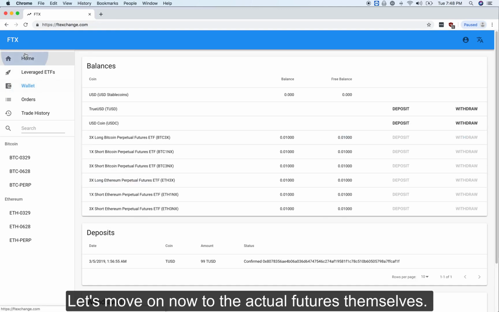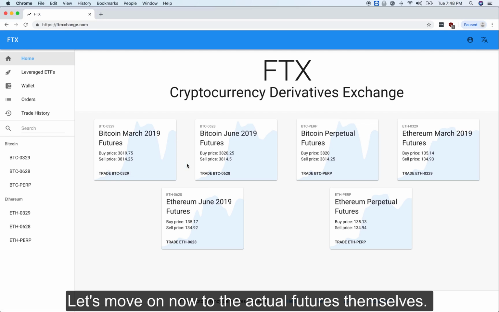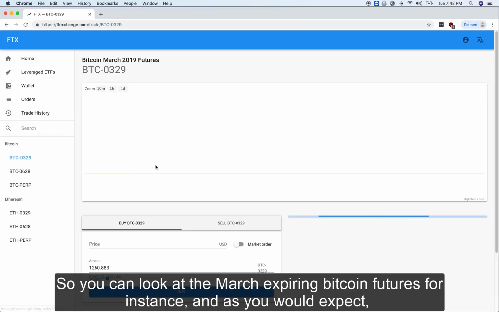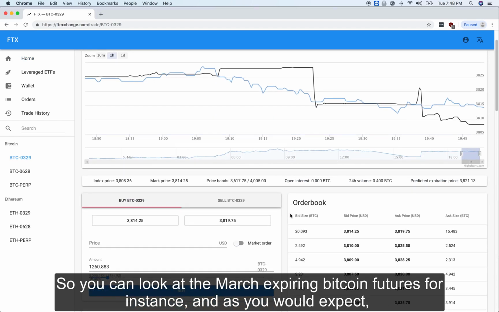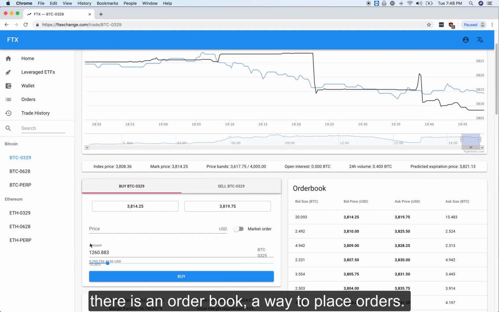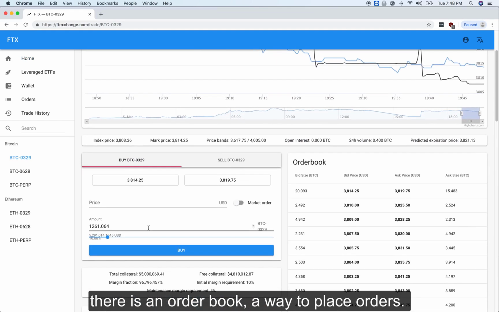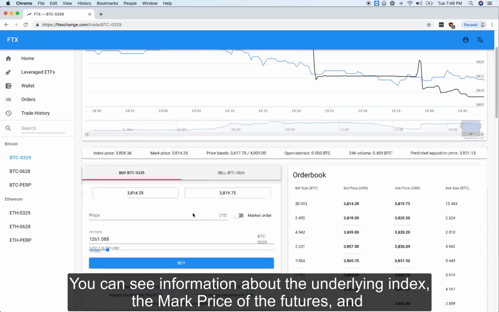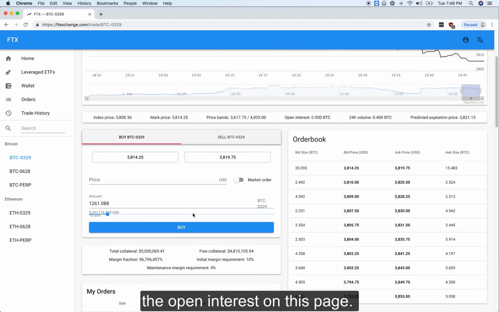Let's move on now to the actual futures themselves. So you can look at the March expiring Bitcoin futures, for instance. And as you would expect, there is an order book, a way to place orders. You can see information about the underlying index, the mark price of the futures, and the open interest on this page.